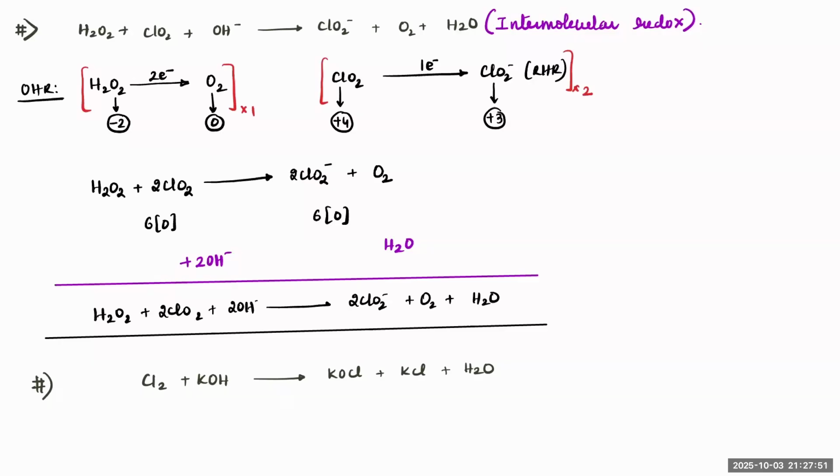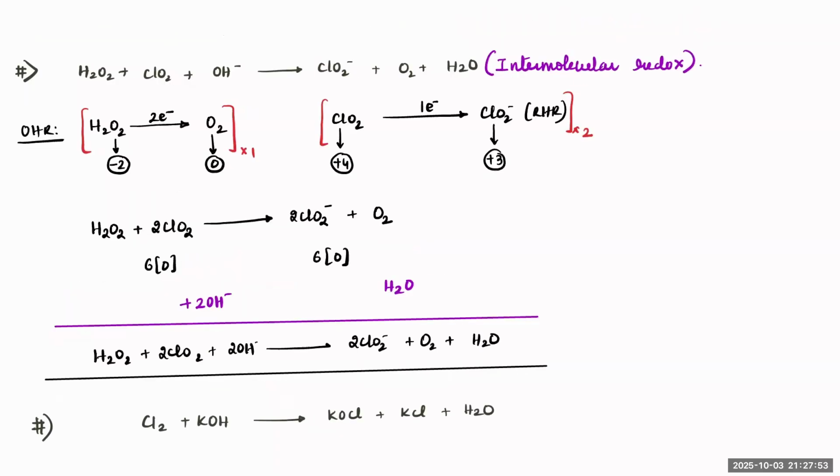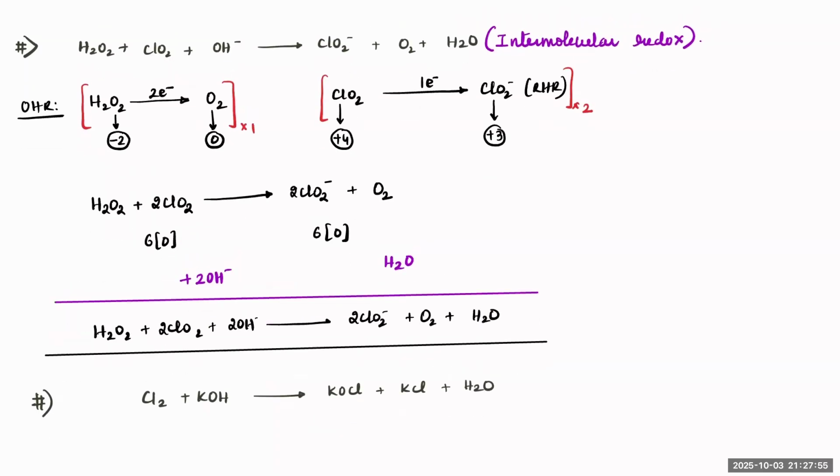Clear on that? Sir, won't that be H2O? Yes, beta. 2H2O, sorry. 2H2O. Okay. Why is there 2H2O here? Reason being, on the left hand side you already have two hydrogens here. Those need to be balanced. Clear?